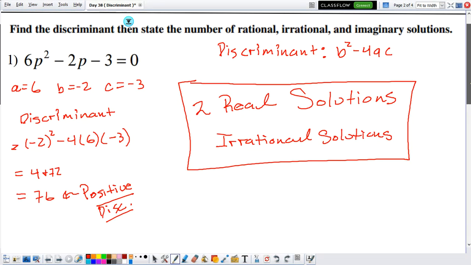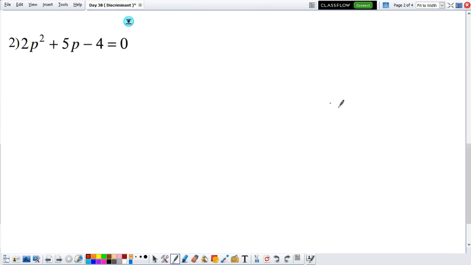Okay, let's do another example here. Again, we want to find the discriminant to see how many solutions we have. First, our equation has to be equal to 0. It's already equal to 0. So we can find what A, what B, and what C is. A is 2, B is 5, and C is -4. Now let's use our discriminant, which again is B squared minus 4AC. This is the discriminant.